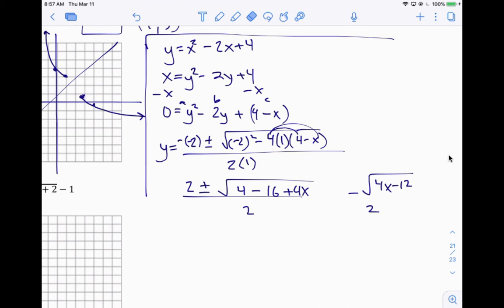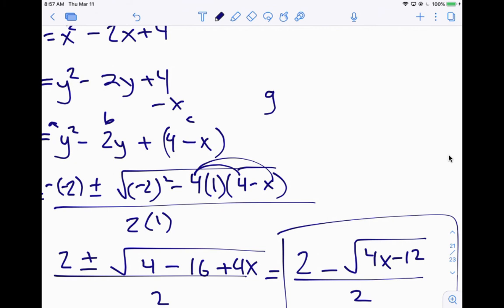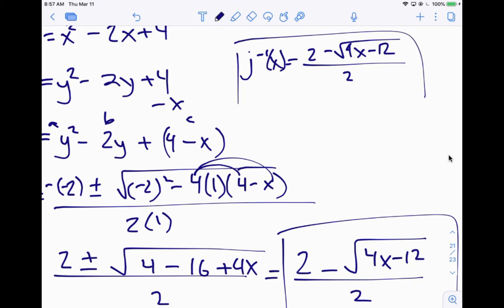And so this will be our final answer. This is our inverse function. So g inverse here, or I'm sorry, in this problem it's j. J inverse is going to be 2 minus the square root of 4x minus 12, over 2. You could simplify that if you tried really hard, but there's really no purpose to.